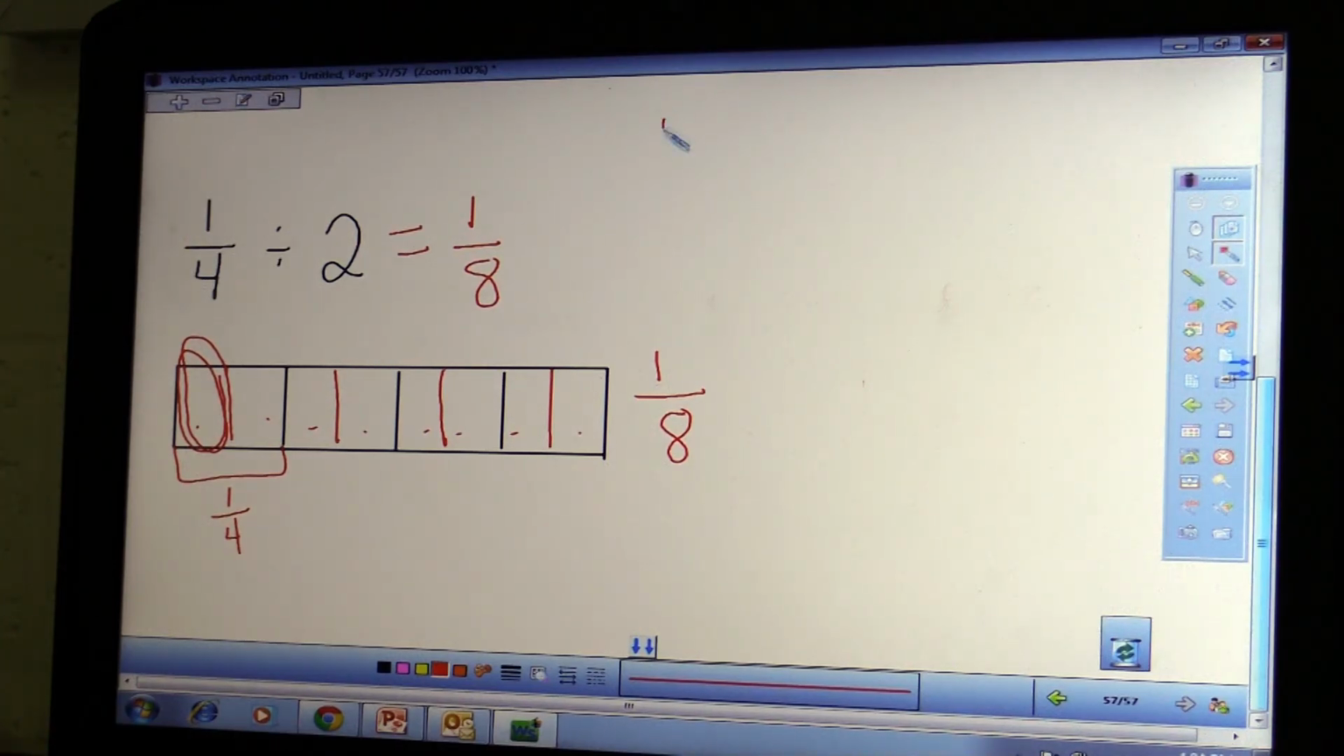Now I can also do the reverse multiplication to prove that my answer is true. So 2 becomes 2 over 1. I flip that to 1 over 2, and I change from division to multiplication. Then I multiply 1 times 1 is 1. 4 times 2 is 8. And my answer to 1/4 divided by 2 is 1/8.